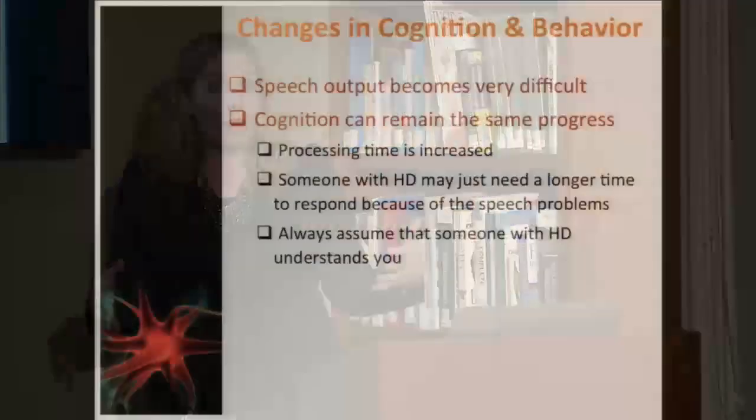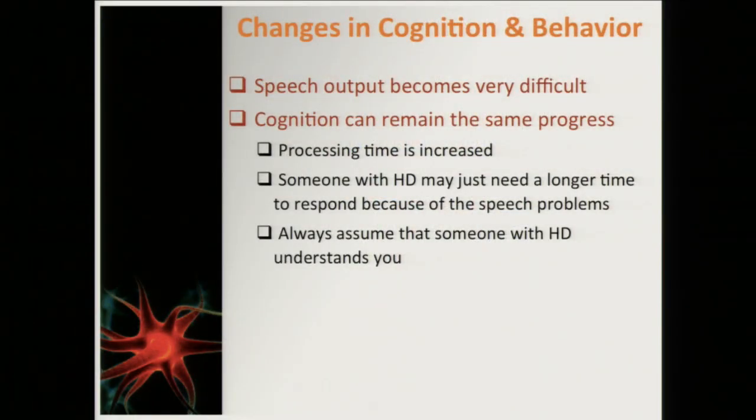You also have change in the advanced stage of disease. You continue to have changes in the cognition, the thinking, and the behavior. So speech output becomes more and more difficult. The thinking actually can remain kind of at the same progress. So what I often find is that the processing time is quite increased. And so someone with HD just may need a little bit more time to answer you. And so because of the speech problems and the slow processing speed, just give them a second. They're processing it, they will be able to respond to you.